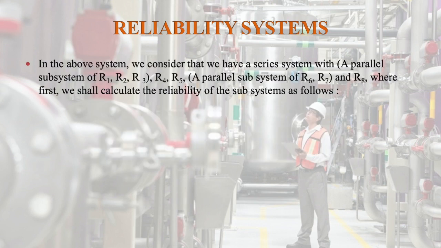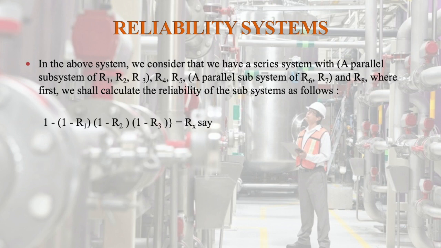So in the above system we consider that we have a series system with a parallel subsystem of R1, R2, R3, and R4 and R5, and a parallel system of R6 and R7 and R8, where first we shall calculate the reliability of the subsystems as follows.